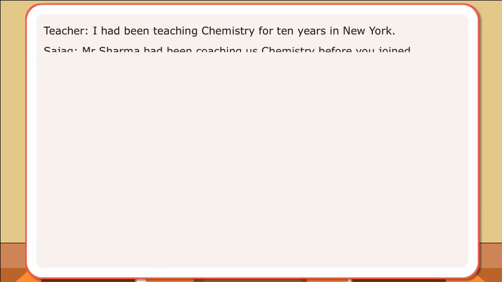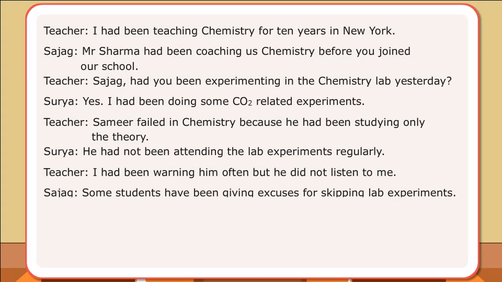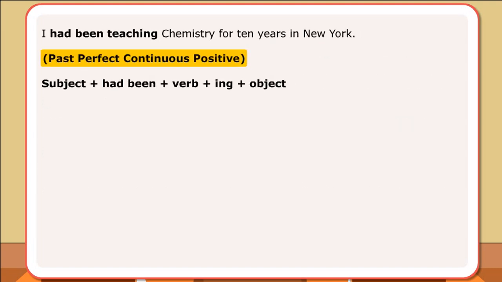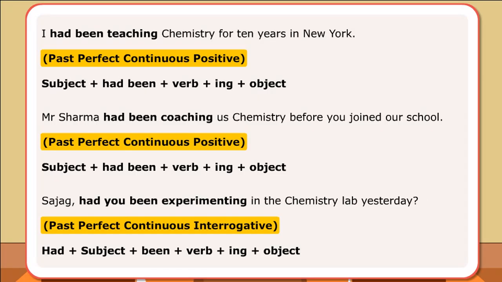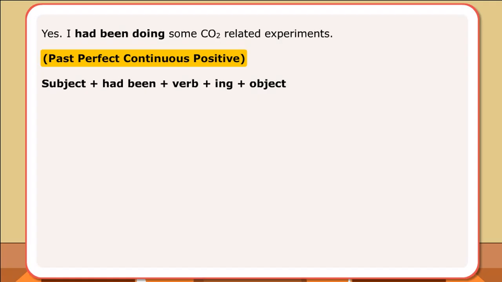The conversation between the teacher and students has taken place in the past perfect continuous tense. Here are examples of sentences with verbs in past perfect continuous tense. I had been teaching chemistry for 10 years in New York. Mr. Sharma had been coaching us chemistry before you joined our school. Sajag, had you been experimenting in the chemistry lab yesterday? Yes, I had been doing some CO2-related experiments.